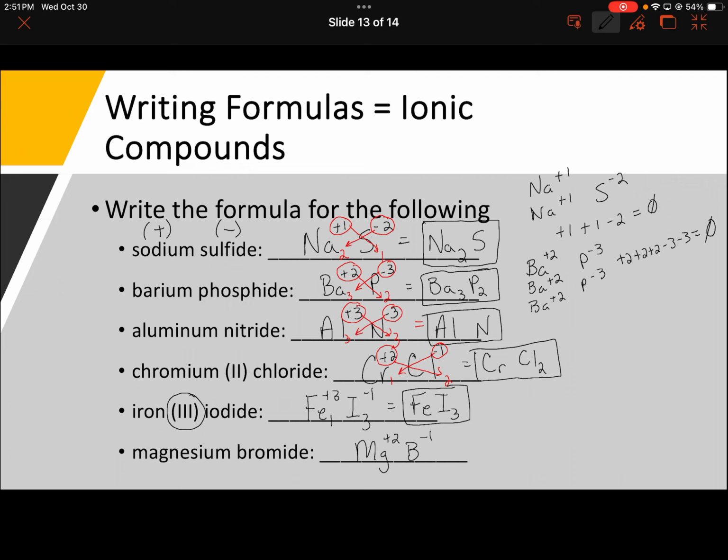Magnesium is a +2. Bromine is a -1. I'll crisscross. Remember, I don't have to show the arrows. And remember, I don't show the 1s in my final formula, and that would be my formula for magnesium bromide. That's how we do formulas for ionic compounds.